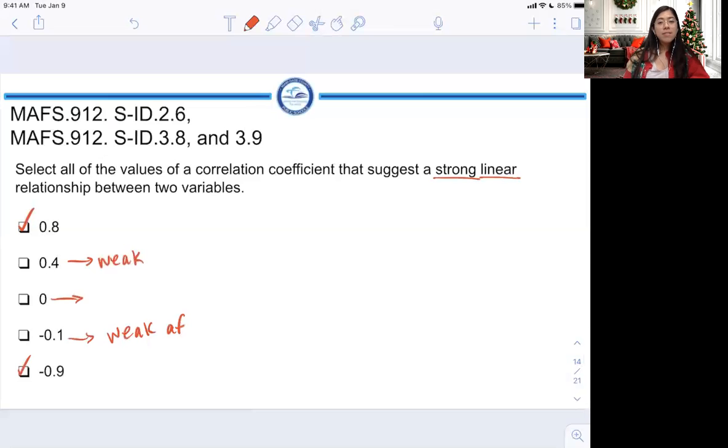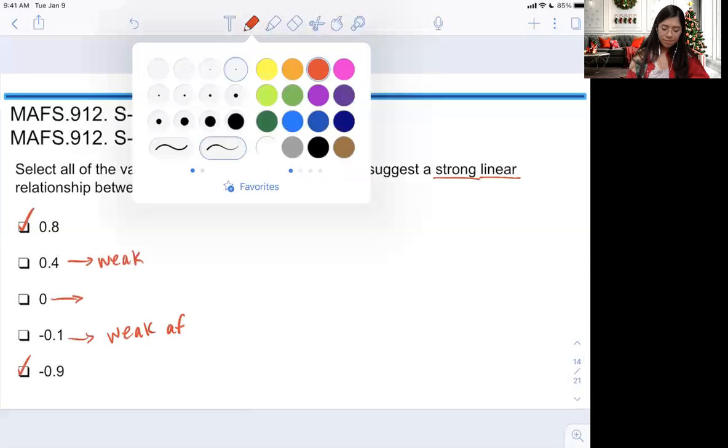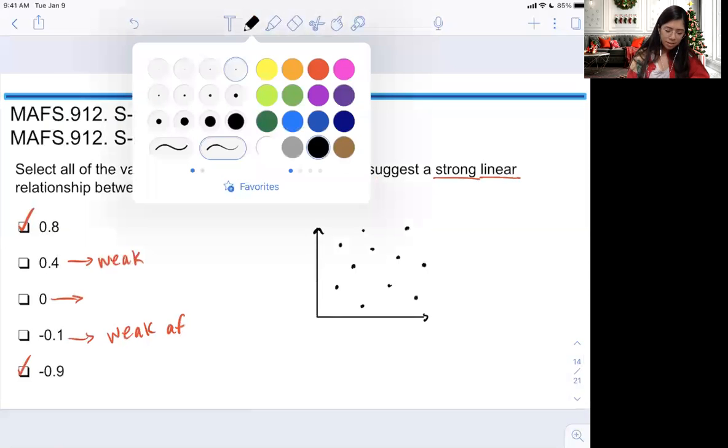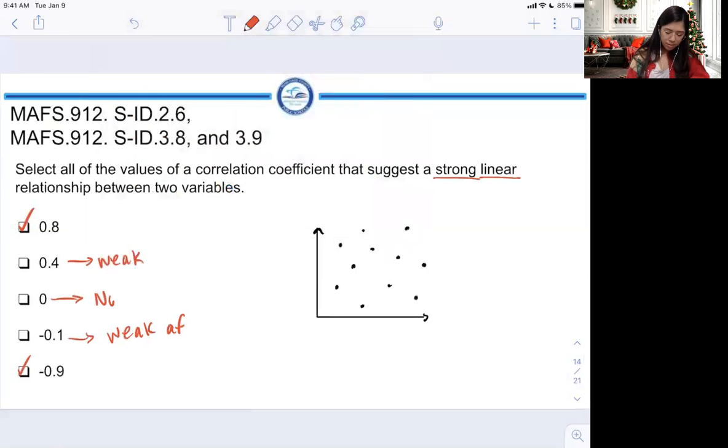And what's 0? What do you guys think? I think that means that they're just scattered all over the place with no pattern, no order. Exactly. Like they're floating in space. Yeah, 0 is like a sky full of stars. That has no relationship whatsoever. Okay. All right.